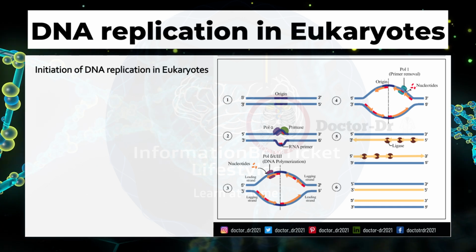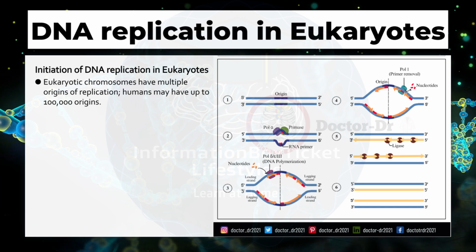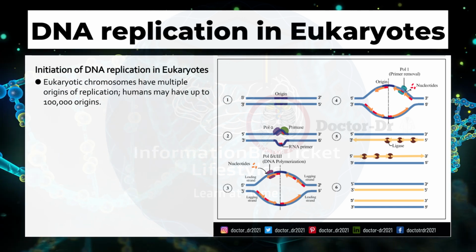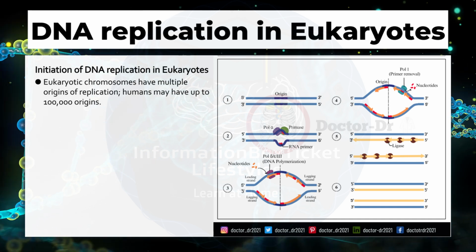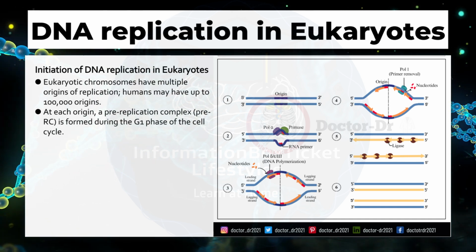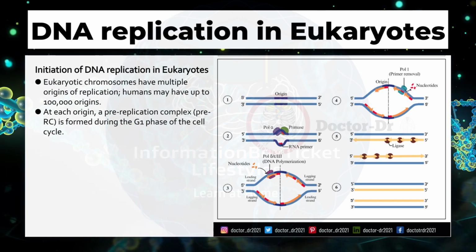First, initiation of DNA replication in eukaryotes. Eukaryotic chromosomes have multiple origins of replication. Humans may have up to 100,000 origins. At each origin, a pre-replication complex is formed during the G1 phase of the cell cycle.